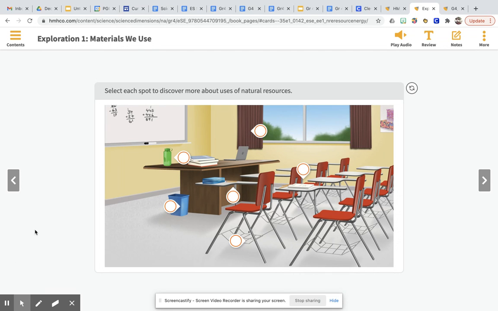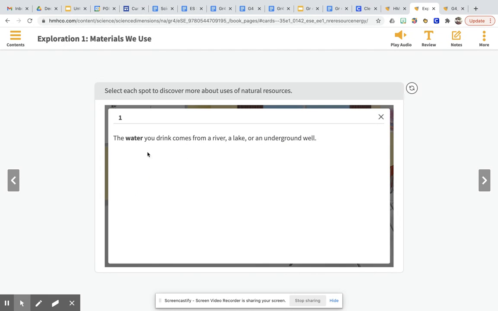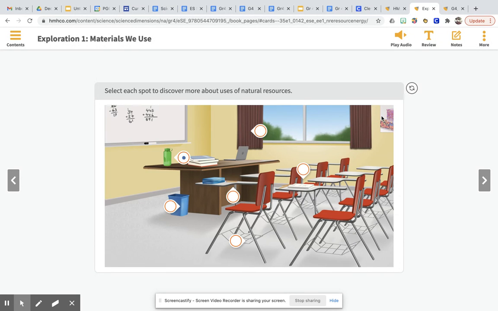All right, guys, let's find out if you're correct. Let's start with the water bottle. The water bottle says the water you drink comes from a river, a lake, or an underground well. The natural resource that we're talking about here, of course, is water. I'm curious whether some of you noted that the water bottle was in a plastic container. We're going to talk a little more about plastic a little later.